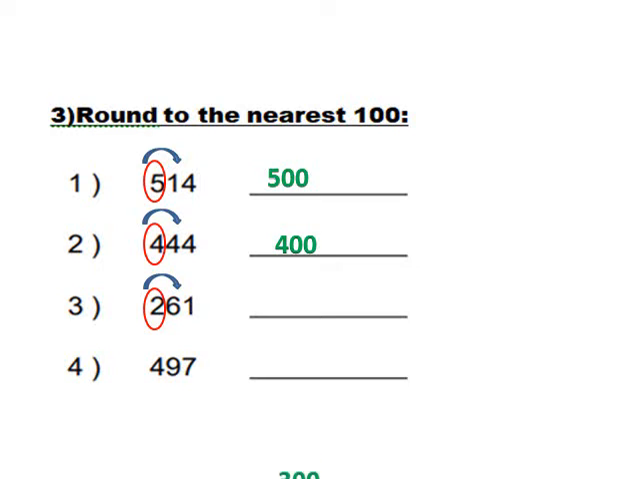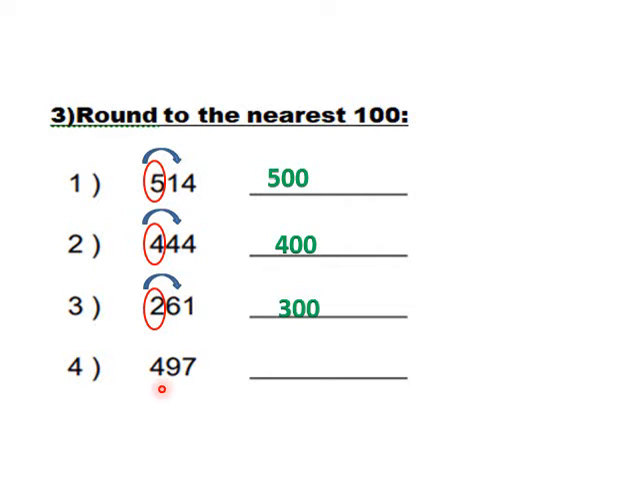2 plus 1 is 3. Yes, it will be 3. And I have 2 numbers to the right side, so I will put 2 zeros to the right side. So 261 rounded to the nearest hundred is 300.